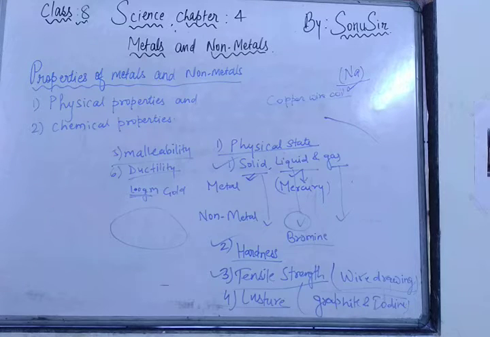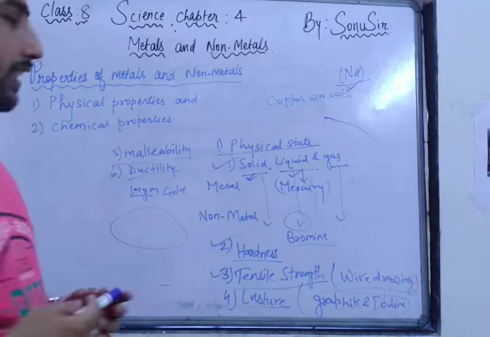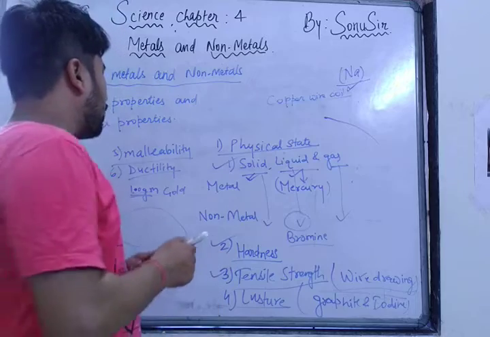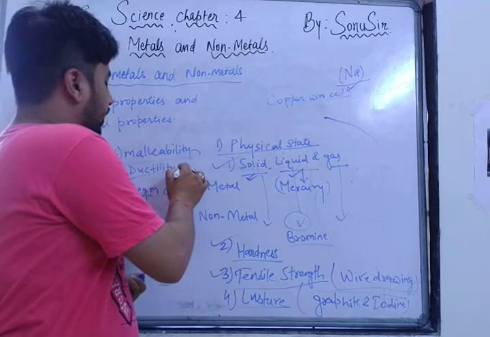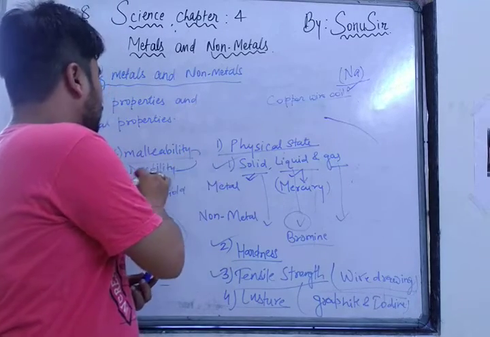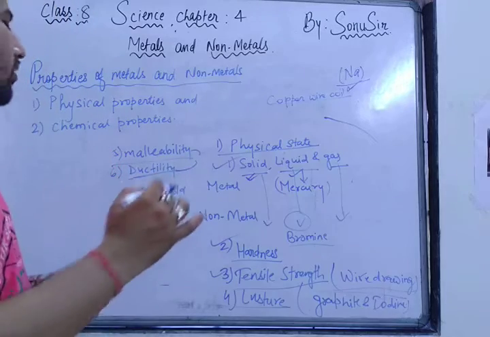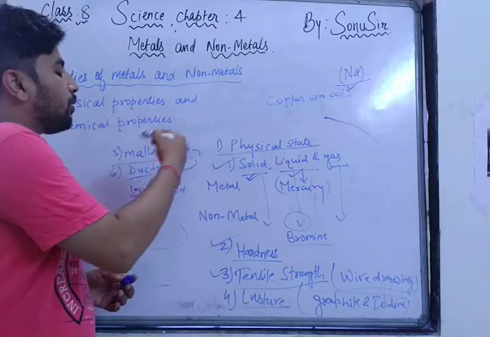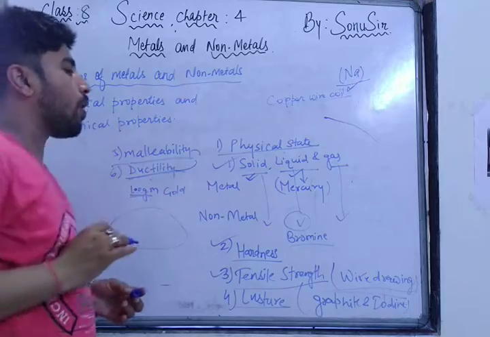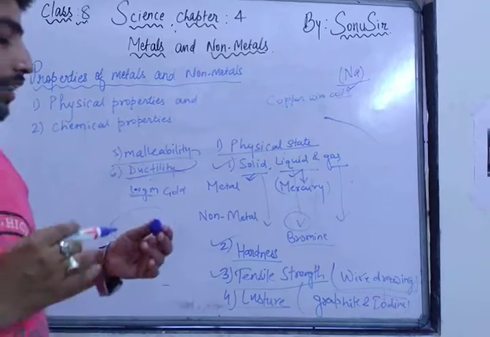The property of metals due to which they can be pulled into wires is called ductility. Ductility means, if we talk about malleability, metal can be drawn into sheets, and it can also be pulled into wire. So that is called ductility, but non-metals cannot.